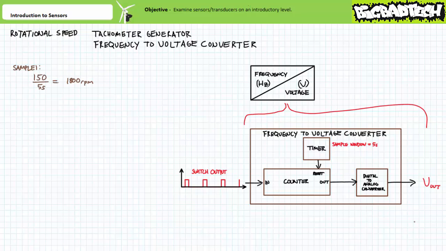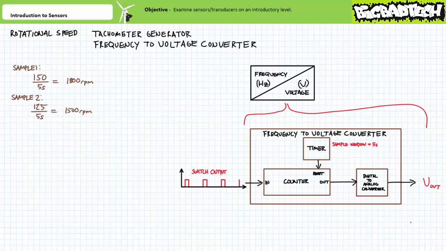If the counter experiences 150 pulses in 5 seconds, it can be demonstrated using this thing called math that the rotational speed is 1,800 RPM. After 5 seconds, the timer clears the counter and enables it again. If the counter experiences 125 pulses in 5 seconds, it can be demonstrated that the rotational speed has dropped to 1,500 RPM. After 5 seconds, the timer clears the counter and enables it again, and so on.